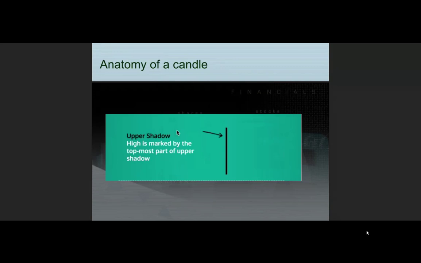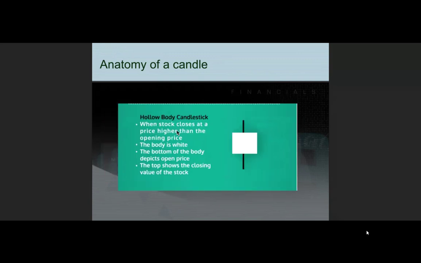And this is kind of just going over what I just said. The upper shadow is the high marked by the topmost part. So, a hollow body candlestick. In this example, this is when the stock closes at a price higher than the opening price. The body is white, although it can be green. Sometimes they're just hollow on the inside. And the bottom of that body depicts the open price, and the top shows the closing value of that stock, right?